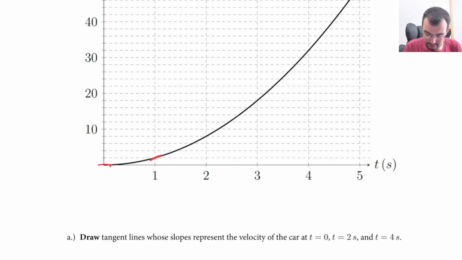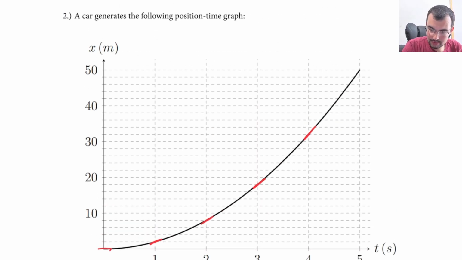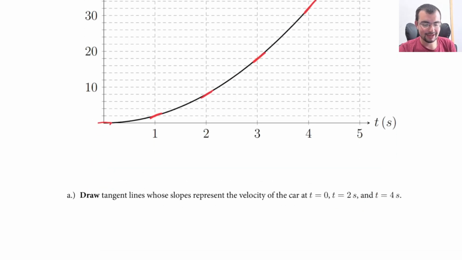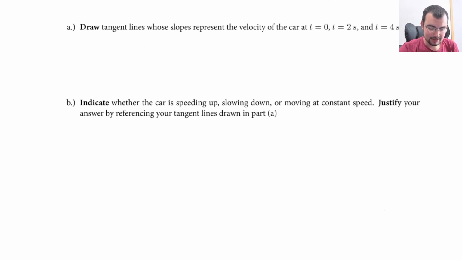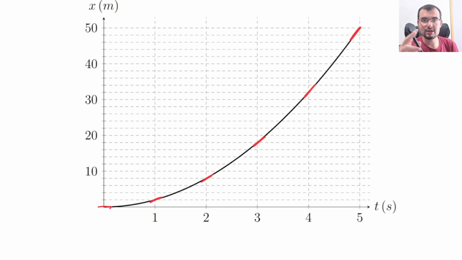And at 2, I'll just show the trend. So this is sort of our tangent line. I didn't draw them very large to avoid clutter, but we can see that it's asking, does the car speed up, slow down, or move at constant speed? Well, speed would be the steepness of the tangent line.